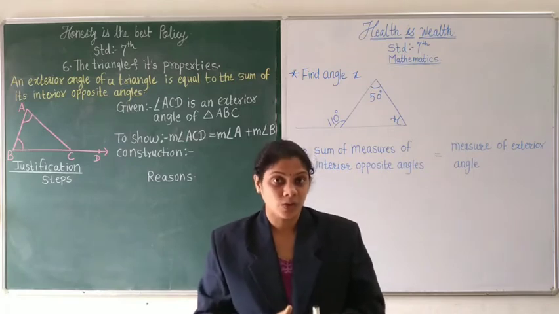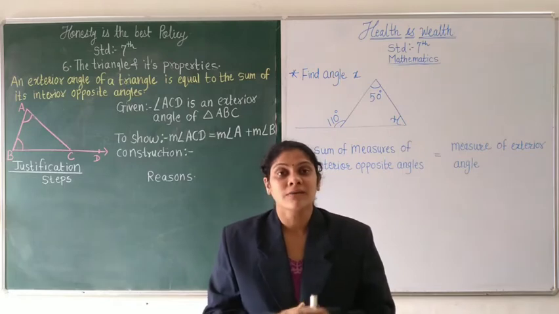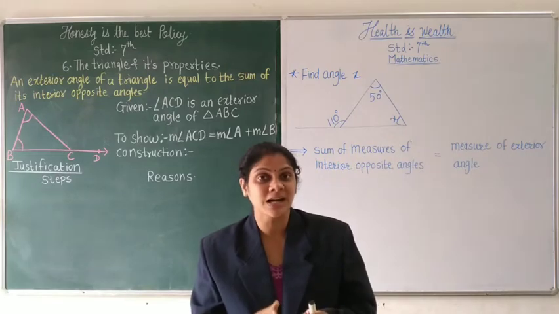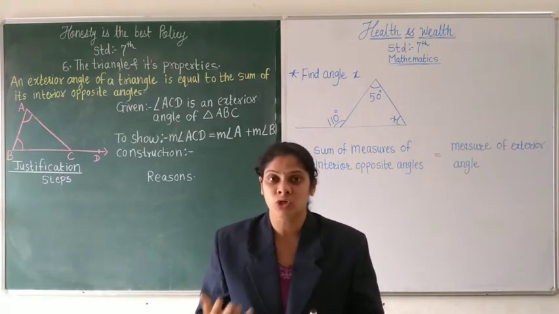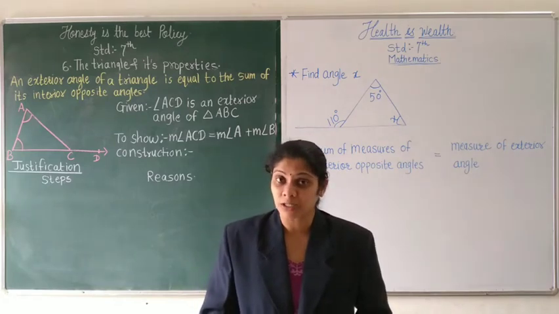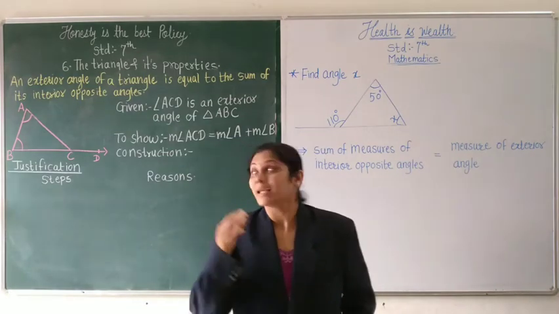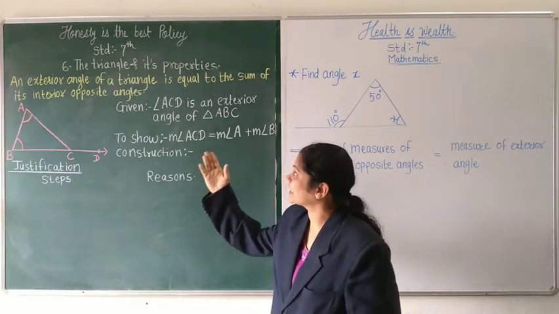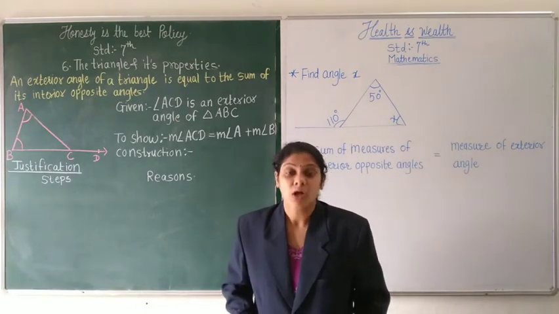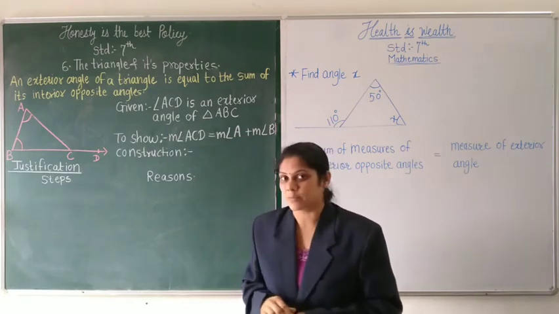So in this session we are going to study how to prove a given statement, or how we can write a justification of any rule. So without wasting our time, we are going to study a new property of a triangle, that is, the exterior angle of a triangle is equal to the sum of its interior opposite angles. So look at here dear students, we have to write a justification of this statement.